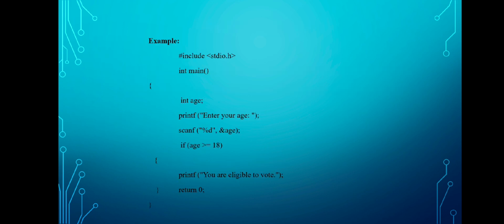In this example, the program asks for the user's age and checks whether they are 18 or older. If the condition is true, the program prints "You are eligible to vote." If not, the message is skipped. This is a basic real life use of the if statement.